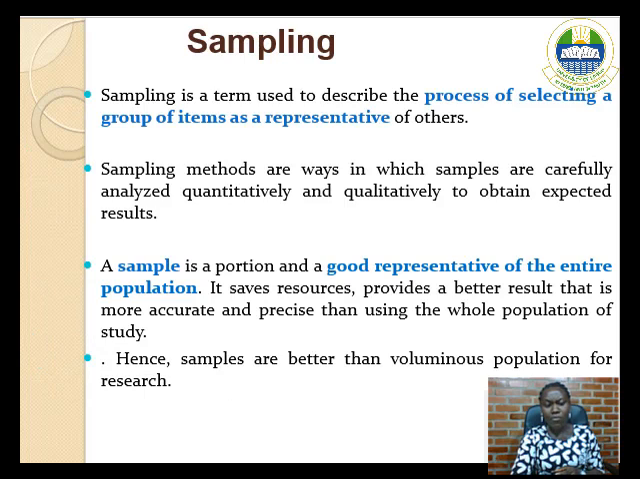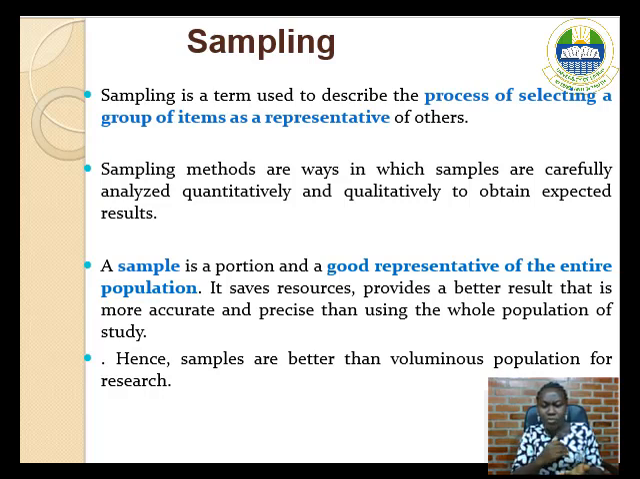Now, let's talk about sampling properly. Sampling is a term used to describe the process of selecting a group of items as a representative of others. Sampling methods are actually ways in which samples are carefully analyzed quantitatively, talking about the amount of analytes present, and also qualitatively, talking about the presence of the analyte, that is, to identify the analyte and to obtain our expected results. Sampling is important for a good data analysis in research work, such that a meaningful interpretation of data can be done. If it is wrongly done, then the whole research work is as good as not done.